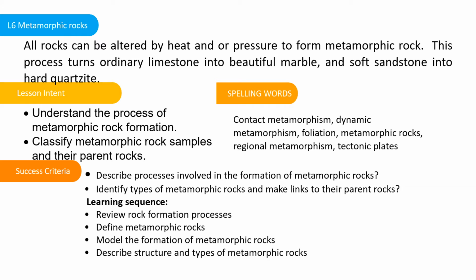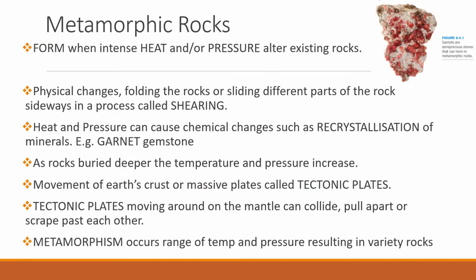So these are the spelling words: contact metamorphism, dynamic metamorphism, foliation, metamorphic rocks, regional metamorphism, tectonic plates. So the success criteria will be: describe processes involved in the formation of the metamorphic rocks, identify types of metamorphic rocks, and make links to their parent rocks. The lesson sequence is going to be review for rock formation process, define metamorphic rocks, model the formation of metamorphic rocks, and describe structure and types of metamorphic rocks.